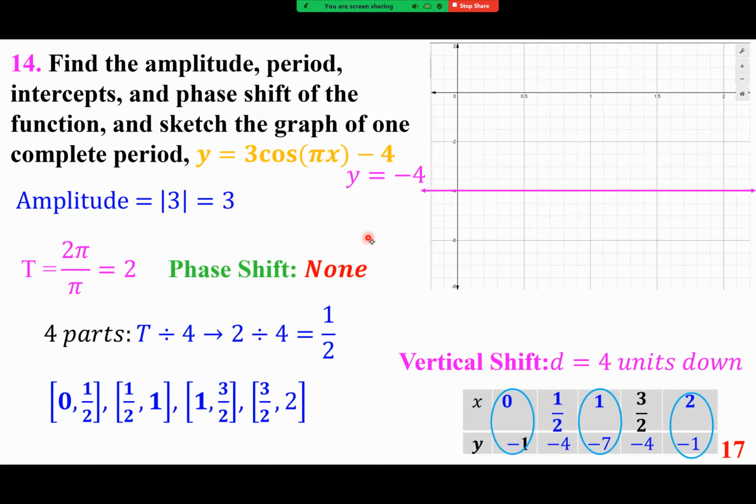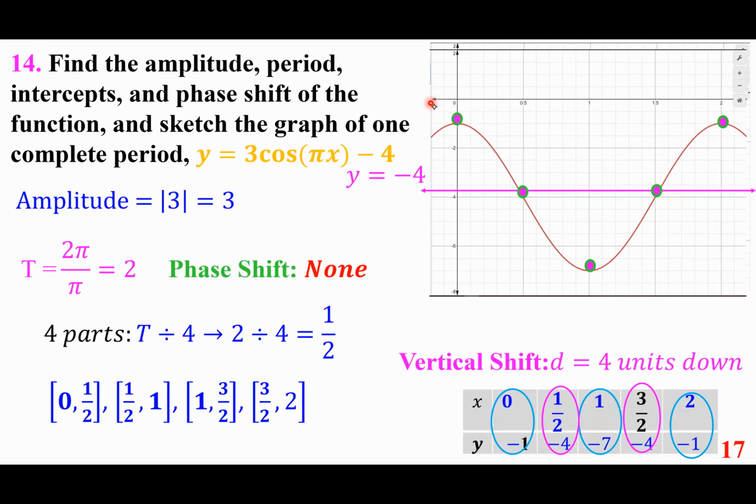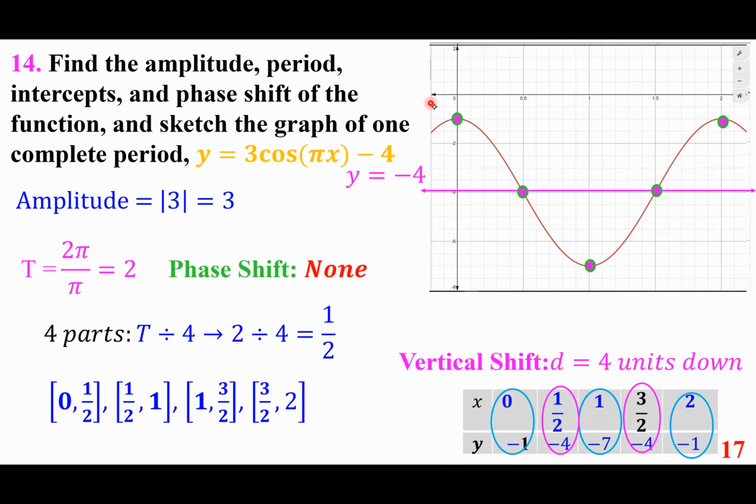So if you plot those 3 pairs, this is 0, -1. This is the 0. Okay, look at this arrow. This is the 0. Then 1 and -7, 2 and -1, and these two in between give us the shape of cosine that has been shifted down by 4 units.